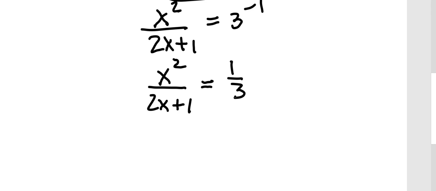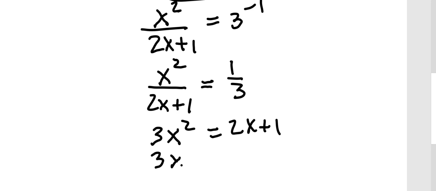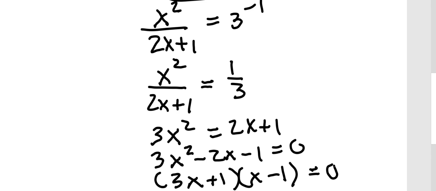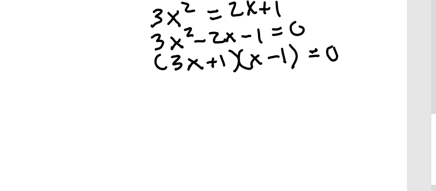So we solve as a proportion. 3x squared equals 2x plus 1. So bring everyone to one side. So 3x squared minus 2x minus 1 equals 0. This factors. 3x and x, a minus 1 over here and a plus 1 over here equals 0. So we're going to get that x equals -1/3 or 1.